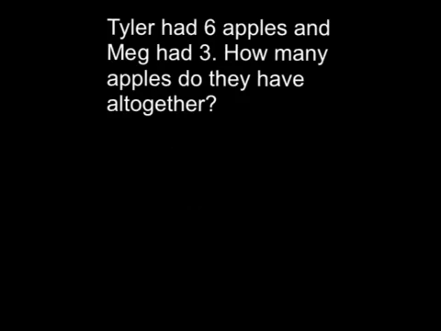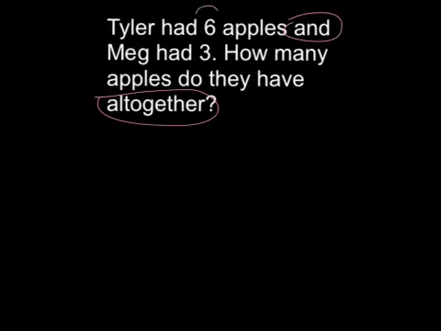Okay, so I'm going to read this word problem to you and then we're going to look for the key information and signal words. It says, Tyler had 6 apples and Meg had 3. How many apples do they have altogether? So let's get our pencil out and circle some of the key information. We don't want to circle all of it. Who can see some of those signal words? I can see and, altogether.